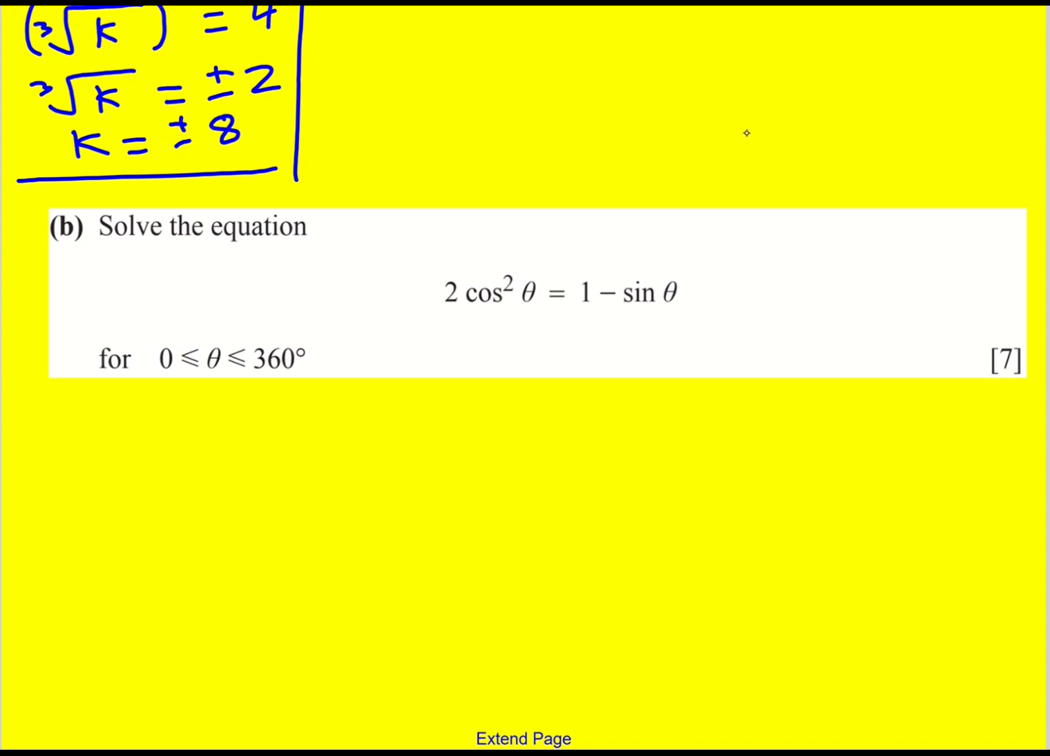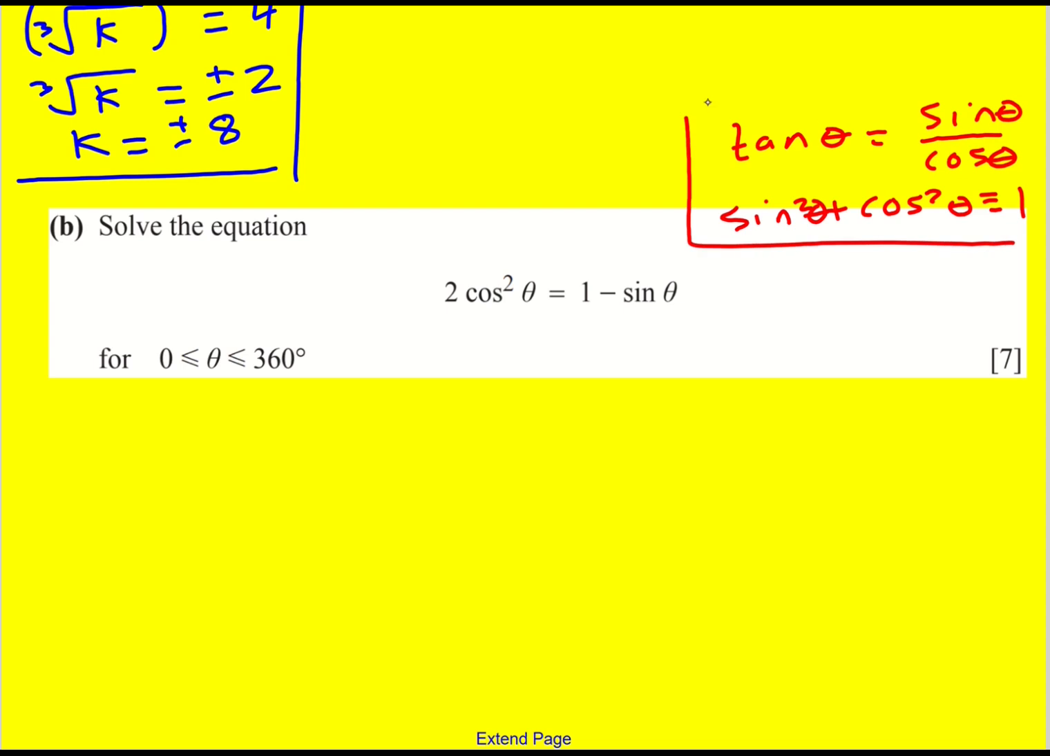Remember your trig identities. Tan, that's not actually going to come into play here, but I'm just going to write it down. Tan theta is sine theta over cos theta. That's a crucial one to remember. And the other one is sine squared theta plus cos squared theta is identical to 1. Okay, I'm just going to quote these here. I'm not going to show where they come from, but make sure you learn them and then you apply them.